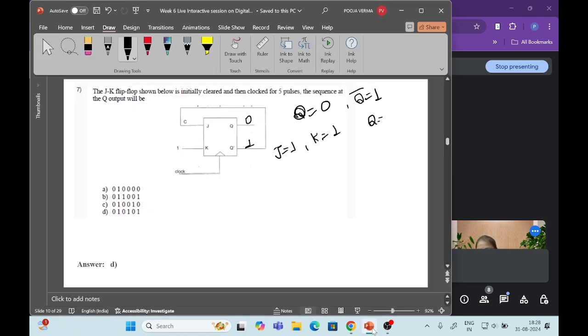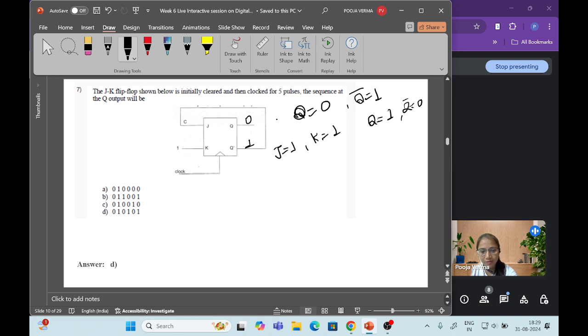Yeah, it can toggle, or it can be 1. It can be 0 or it can be 1. So initially we are taking it as 1 because J and K both are 1, and in that case Q dash will be 0, right?